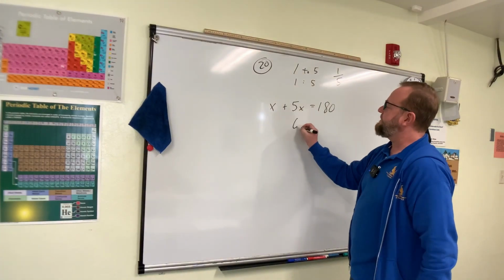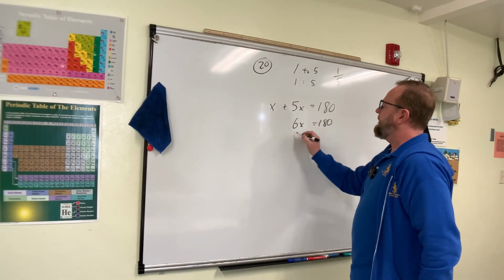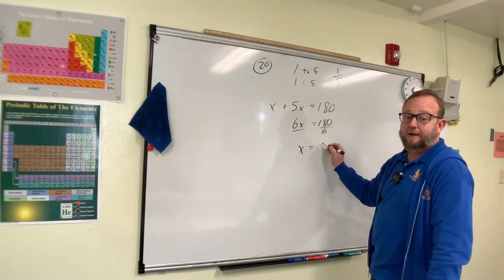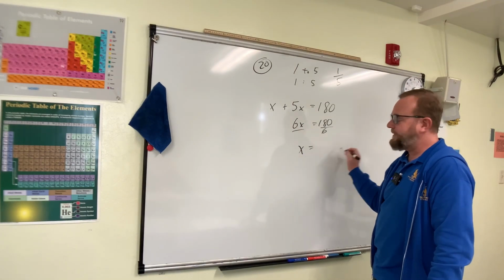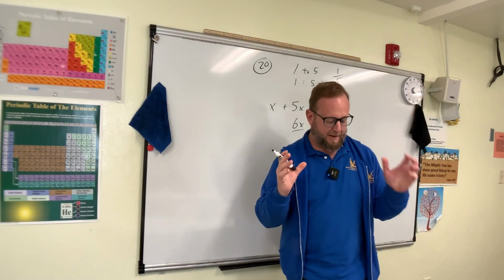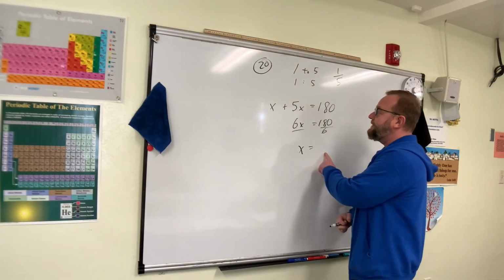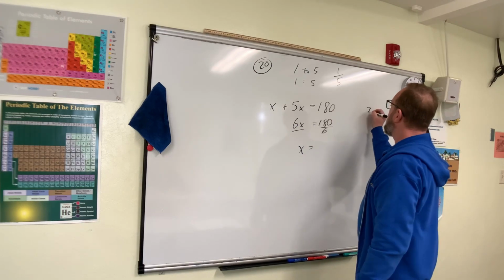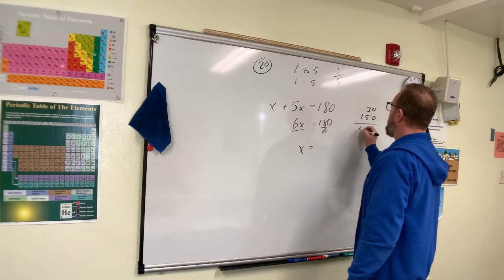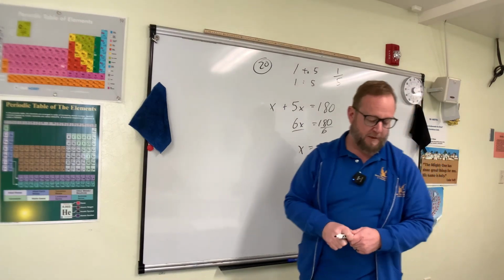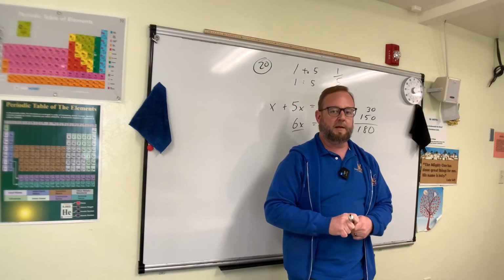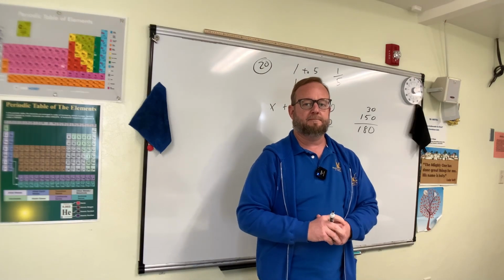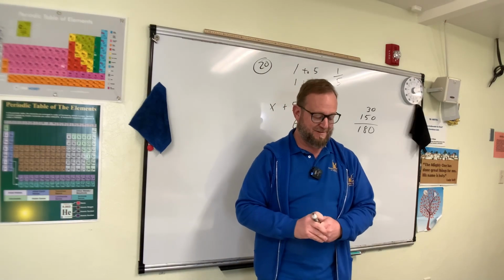I combine these to get 6x equals 180. And I know that if I divide 180 by 6, I'm left with, well, you know the answer there. Write it down. And then you get to multiply that answer by these two. And you'll find that 30 plus 150 does add up to 180. Those are your two angles. Any questions about those? No questions. Nice.